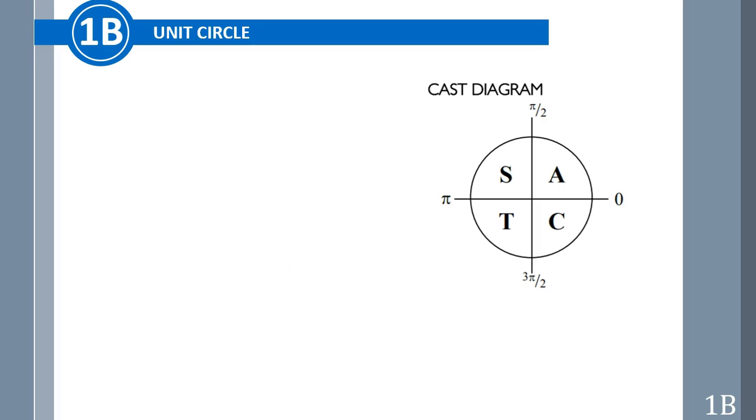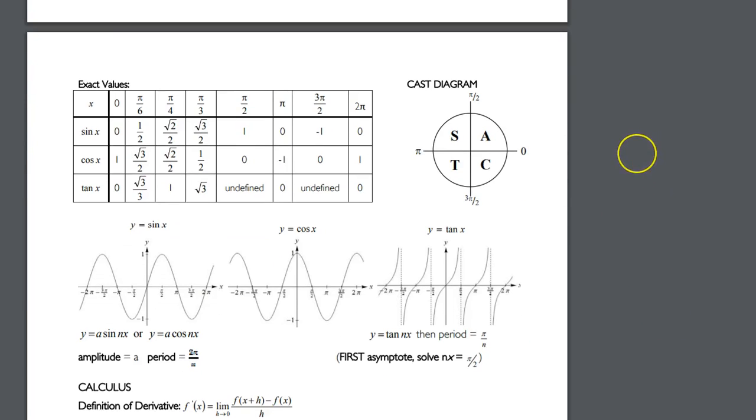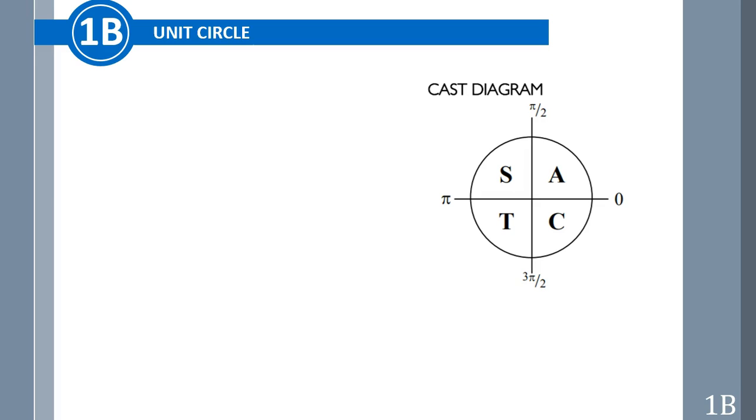What you will see quite often is this cast diagram here. If we just have a look at the formula sheet, we're on to page 3 now, and the cast diagram is this one here. So that tells you quite a bit of information, though it looks quite simple. What it's saying is where each of the ratios is positive. So this one up here is the first quadrant, and in the first quadrant, A stands for all.